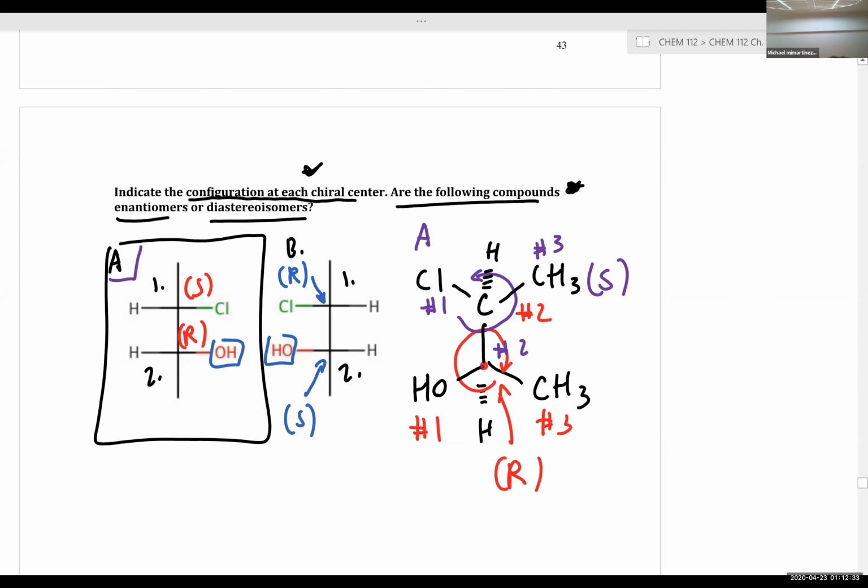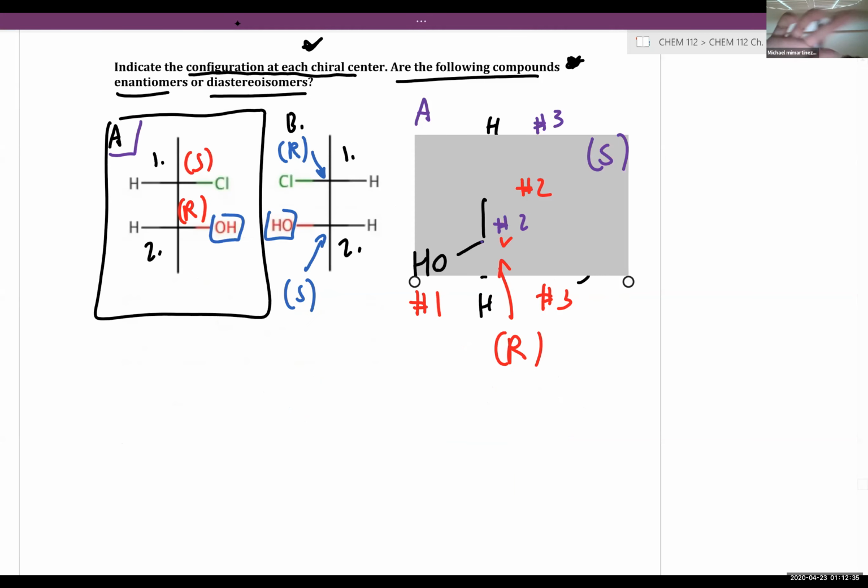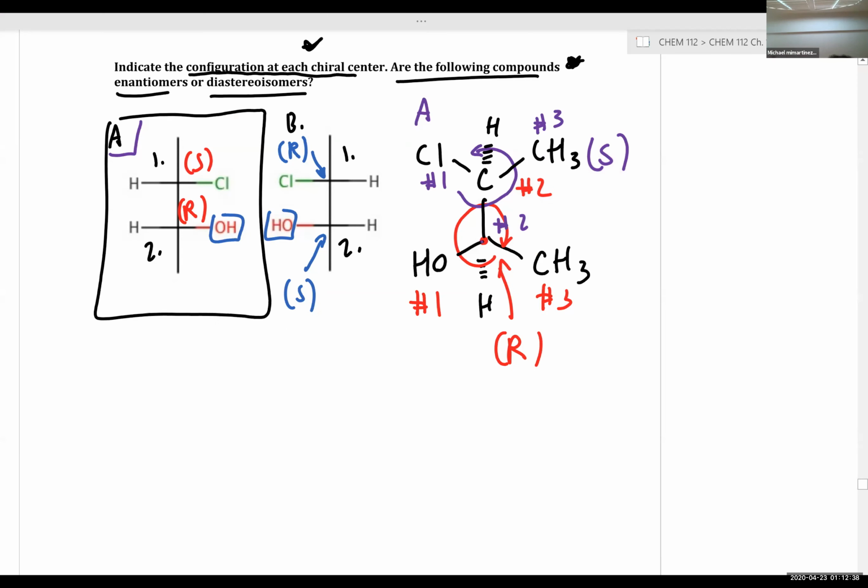Now, let's prove that to ourselves. Let's not take anything at face value here. Let's prove that to ourselves. So I'm going to make a model for you.